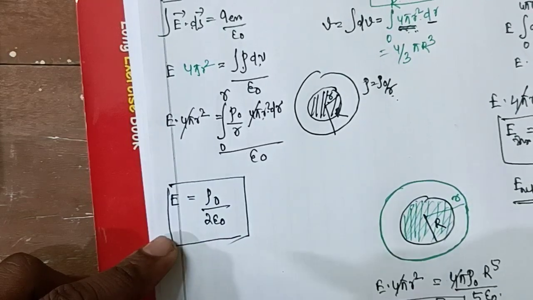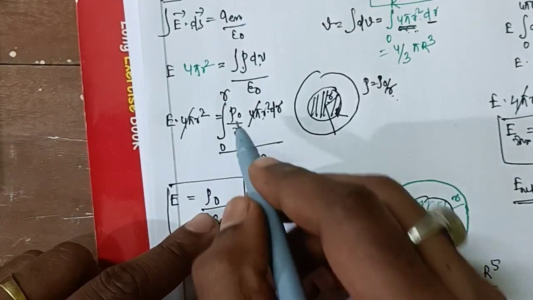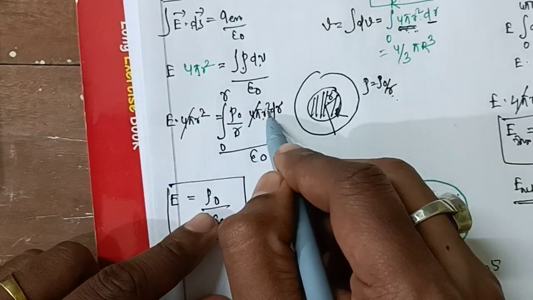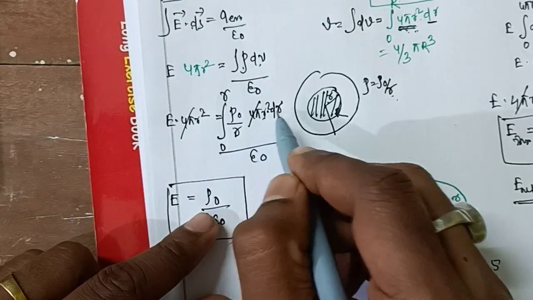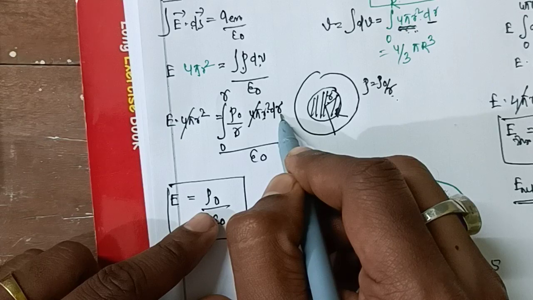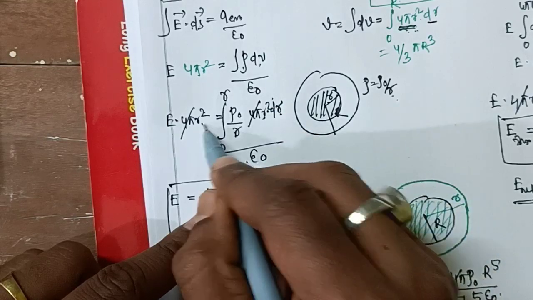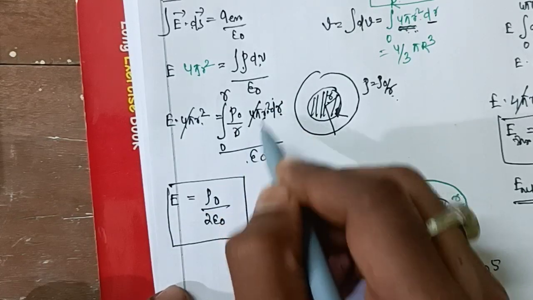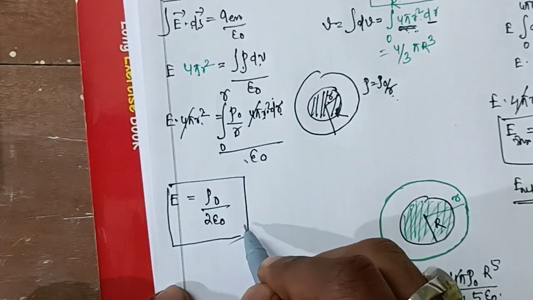I hope this section is pretty clear. Please, students, look at the calculations. This one r has cancelled, so this is nothing but r dr. Integration of r dr is nothing but r square upon 2. This r square finally cancels out. Only 2 epsilon naught remains. These expressions have been pretty clear.